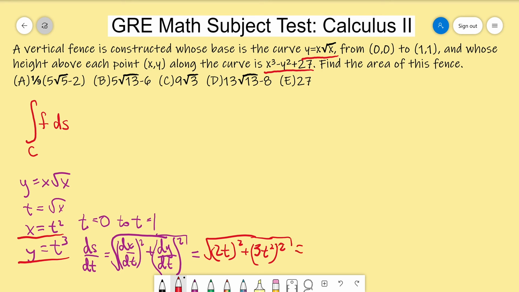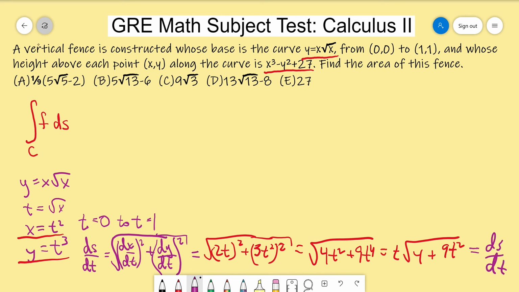So what do we get? We get the square root of 4t squared plus 9t to the fourth. We can factor out a t squared, and that'll give us a t times the square root of 4 plus 9t squared. Okay, so this is our ds dt. So in our integral, we can replace ds with this quantity times dt.